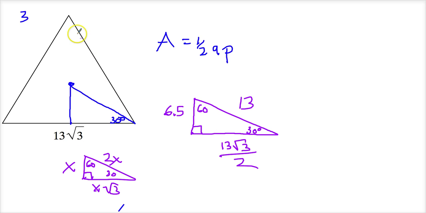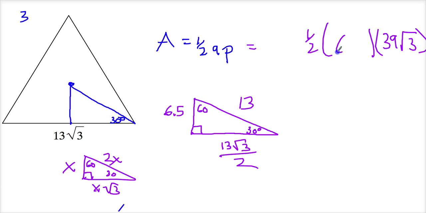I could have gone ahead and done perimeter, I suppose. 13 times square root of 3 times 3. So one half, 39 times the square root of 3, and then all I need to do is find the apothem length, which I already did find. Right here, so 6.5. All I need to do is just kind of punch all that in, and it gives me the final answer that I'm looking for. That's 6.5 and not 65, by the way.